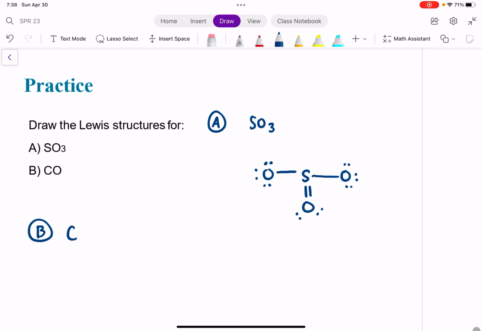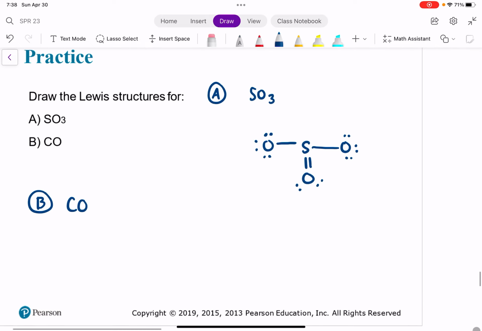So B is CO, C and O. Okay, so this one's gonna be a little bit trickier. All right, so there's no central atom because there's just 2 of them, so I guess we'll just do it like this, I don't know.